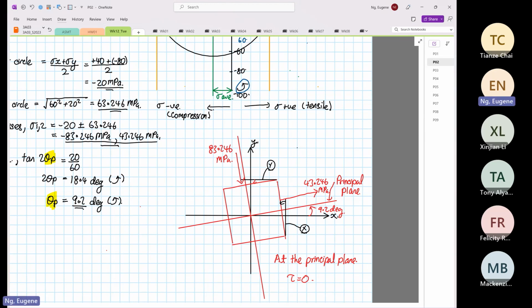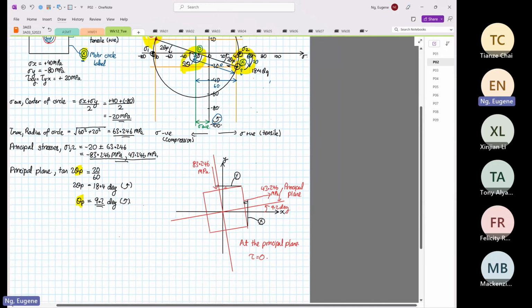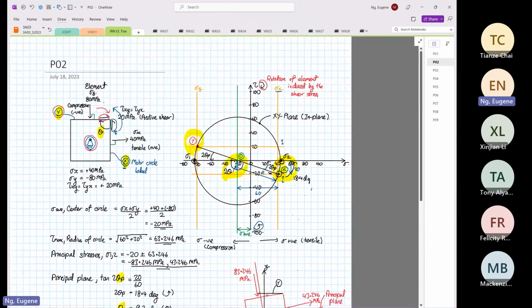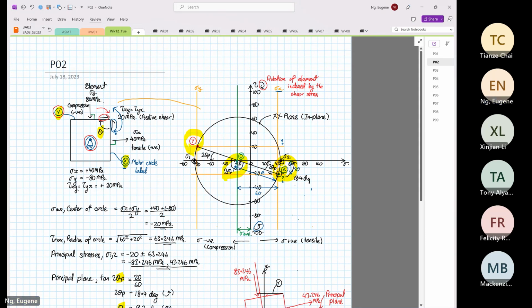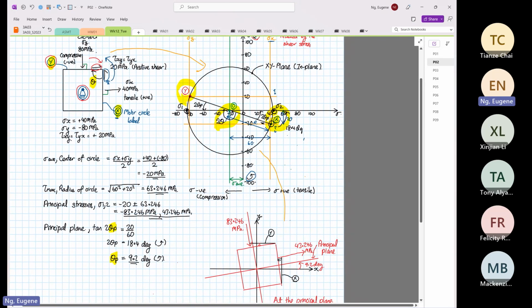Okay, so this exercise is very important. Why? Because what we have just done, just a general overview for you, is we have gone from the element to Mohr circle, and from Mohr circle we bring it back to the element. At that orientation is where your shearing stress is equal to 0. You only have normal stresses. Are we clear?